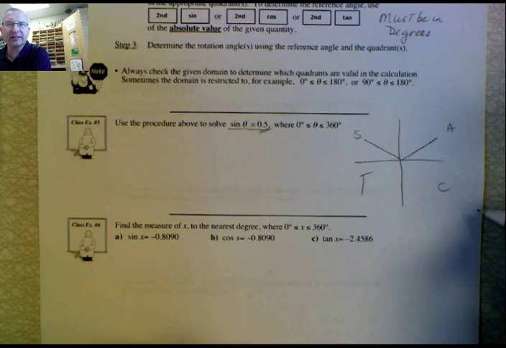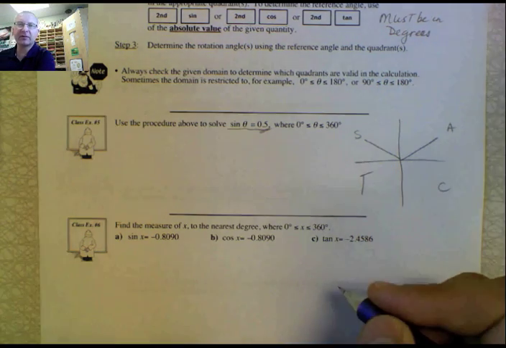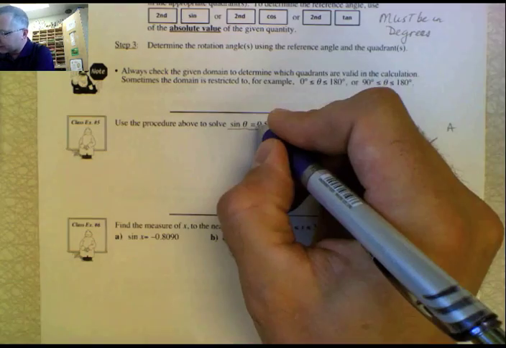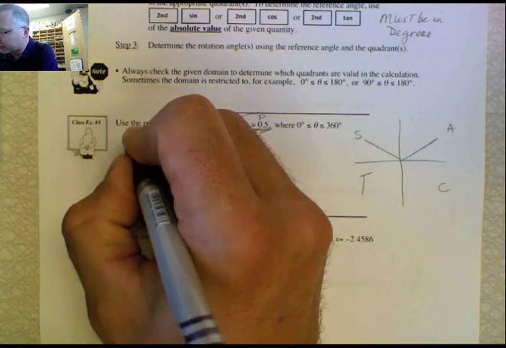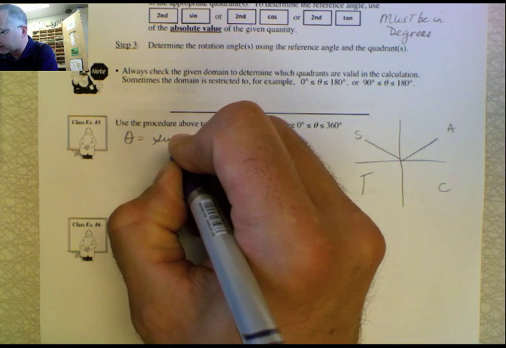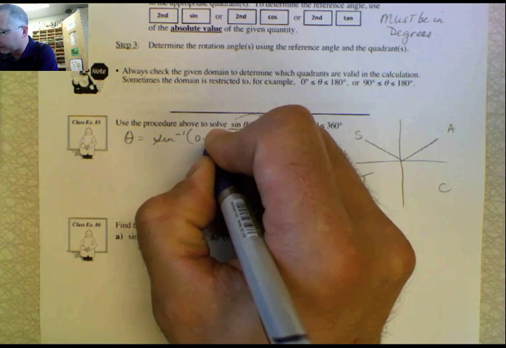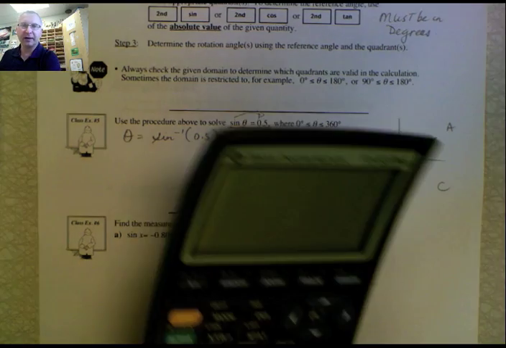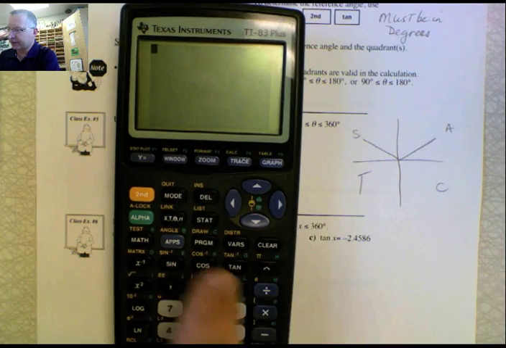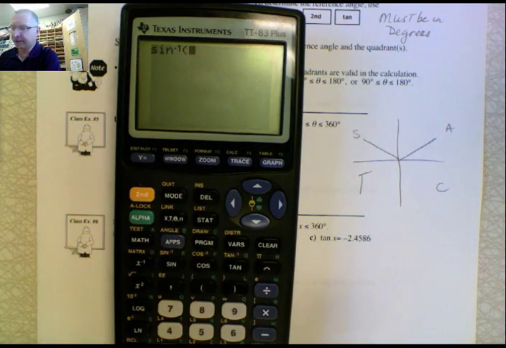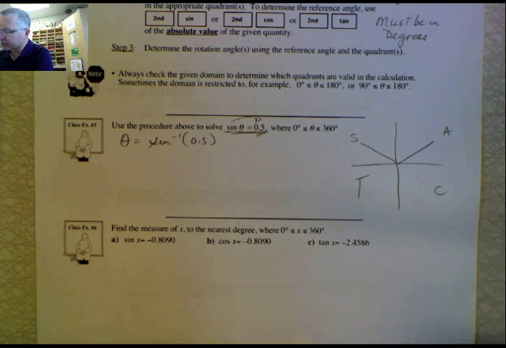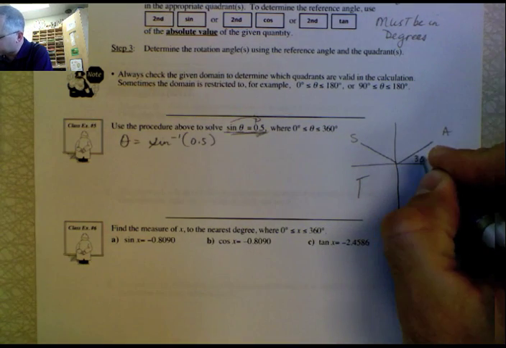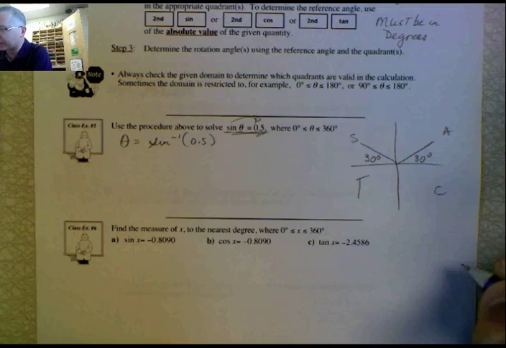So the next thing says determine the reference angle, and we have to use our calculator to do that. So essentially what we do is we take this equation and we move sine to the other side. So we end up with theta is equal to sine to the -1, or inverse sine of 0.5. So we take our calculator, we go second function sine, and we type in 0.5 and we hit enter. It tells us our reference angle is 30 degrees.